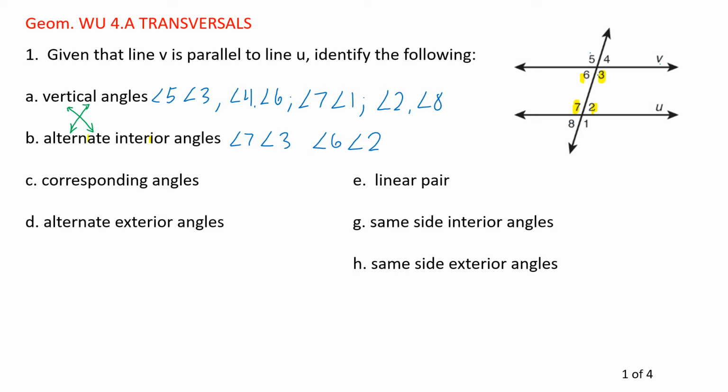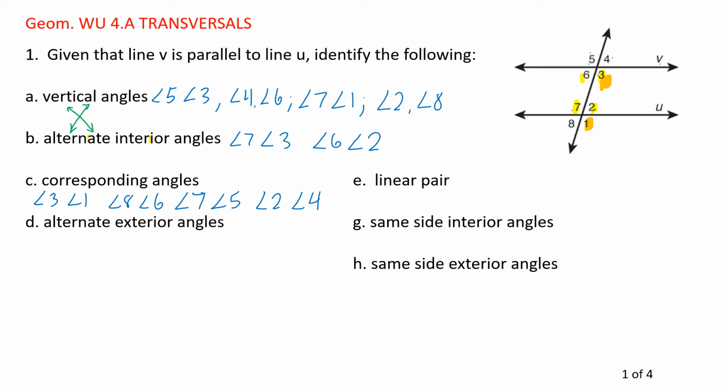Corresponding angles means one's inside, one's outside, same side. There's actually quite a few of these as well. I don't know that I'm going to list all of them. Let's see, 3 and 1, the ones I highlighted, 6 and 8, 7 and 5. Same side, one's inside, one's outside. And of course, 2 and 4.